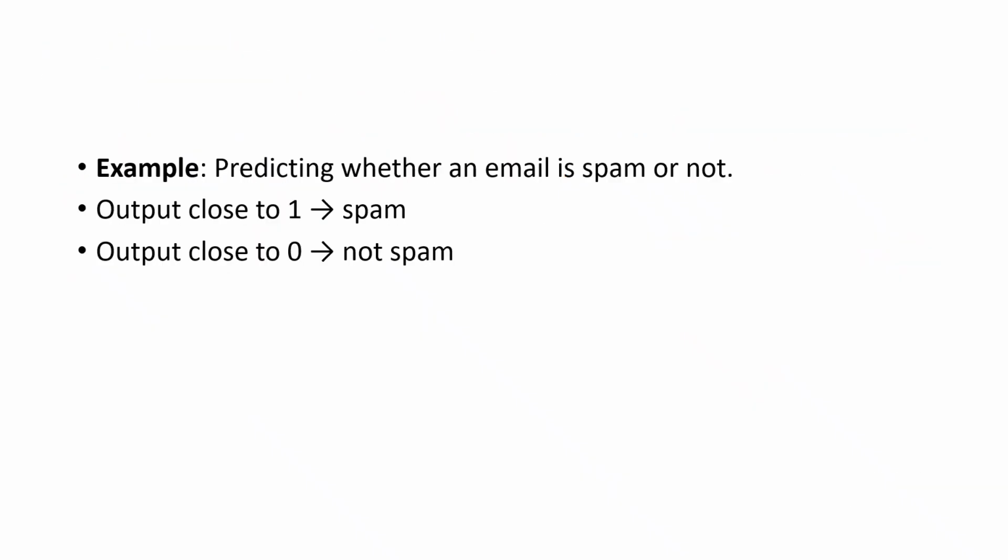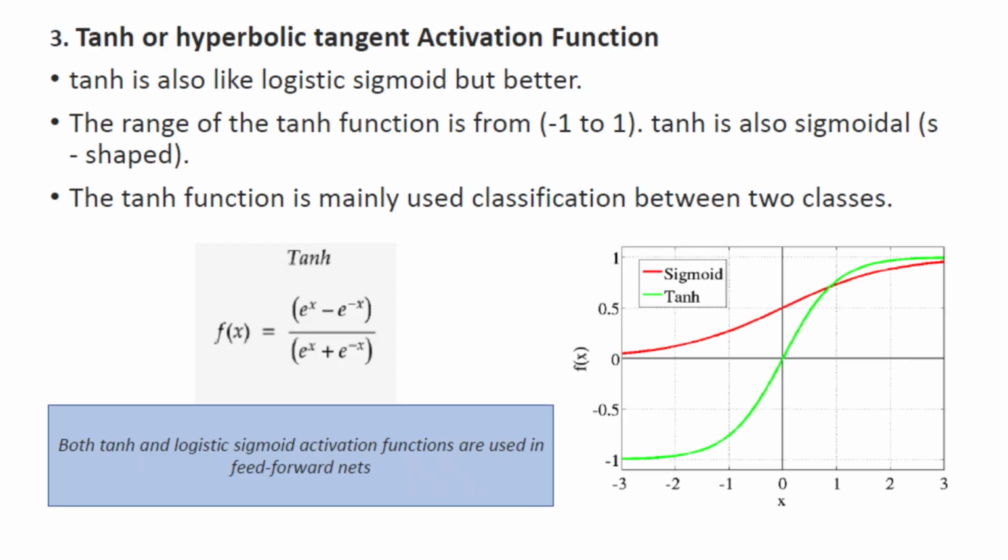Again, the example given is predicting whether an email is spam or not. If the output is close to 1, then it is spam. If the output is close to 0, it is not spam.